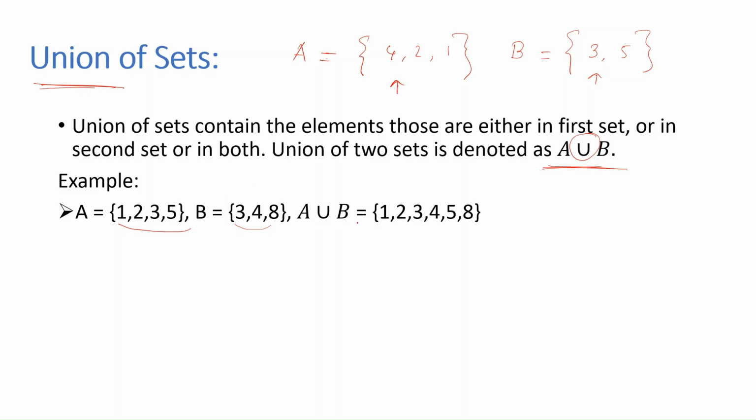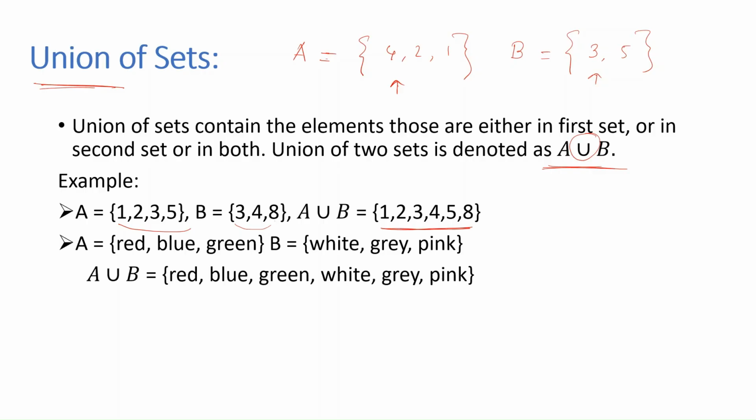So A union B will consist of each of the elements from the two sets A and B. So this is the A union B set: 1, 2, 3, 4, 5, 8. So it contains all the elements that are present in the first set or in the second set or in both the sets. Here is another example.